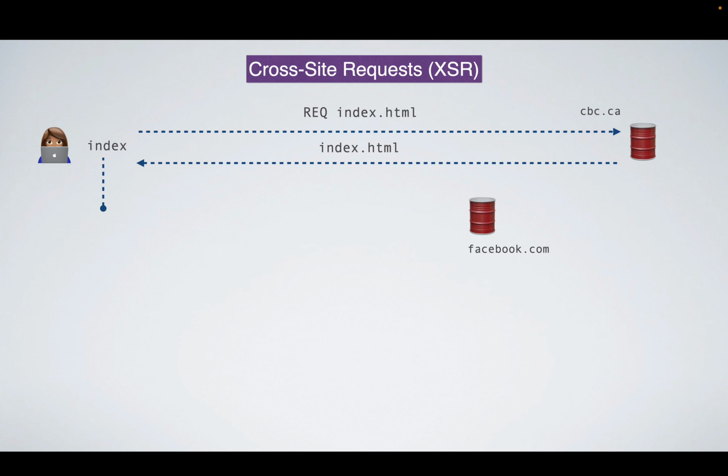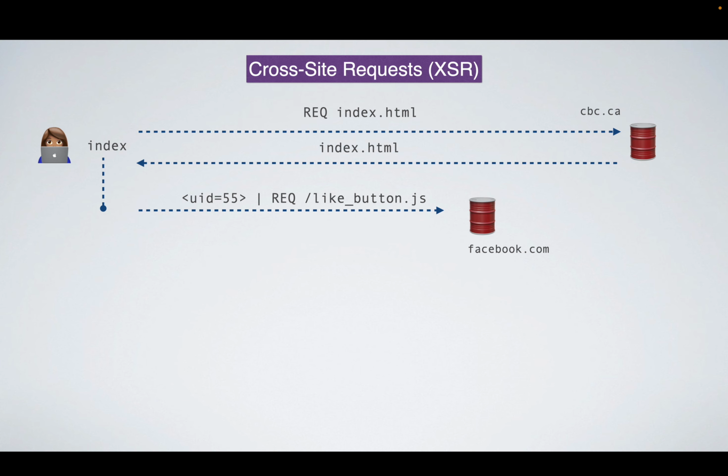Okay, let's say that I go to cbc.ca, I download index.html, I start opening it up, and CBC says, hey, we want you to go over to Facebook, and we want to grab this like button. Okay, so a like button's like a thumbs up button. It's a picture. It's some JavaScript that goes along with it.